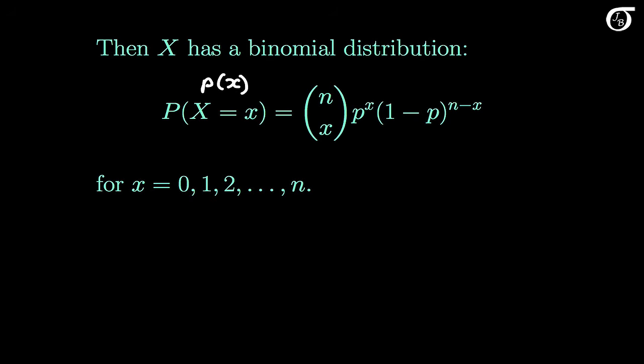It's not a probability distribution until we list what values x can take on. And here we are counting up the number of successes in n trials. x can take on only whole number values between 0 and n.